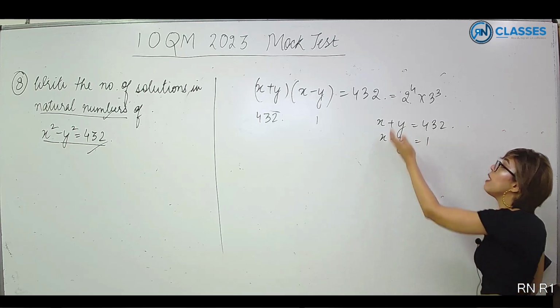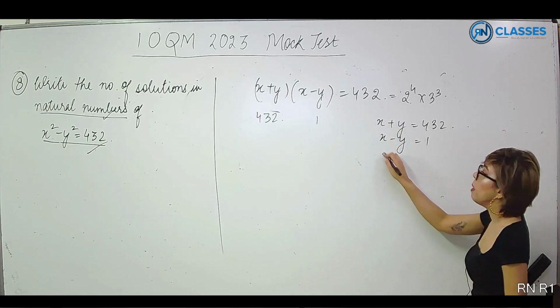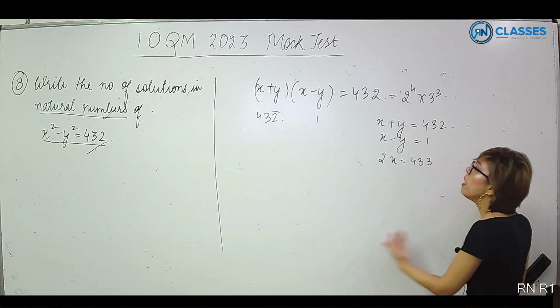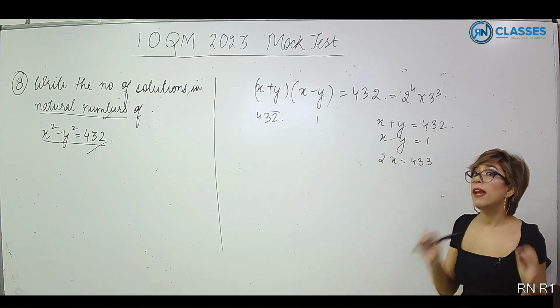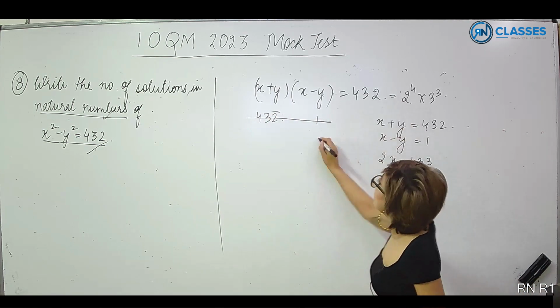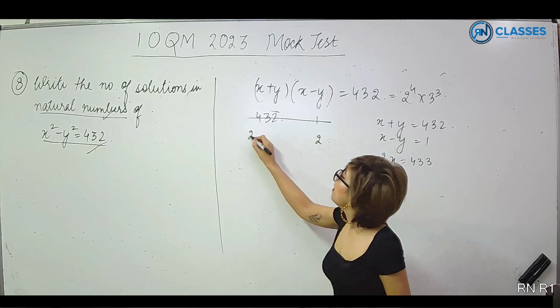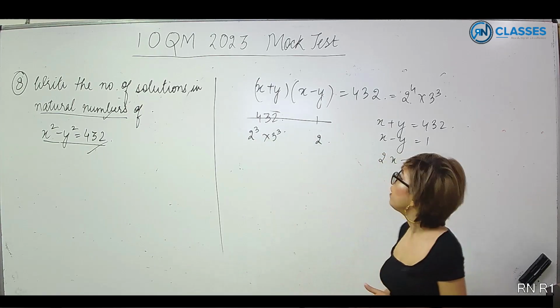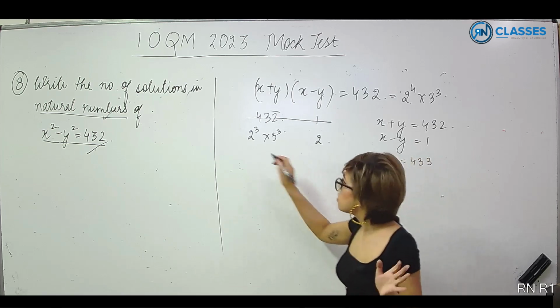If I want to find the value of x and y, I will first of all add them up. So, I get 2x equal to 433. From here, obviously, I am not getting x as a natural number. So, I will reject this. Second, now I will write 2 over here and then I will be left with 2 cubed into 3 cubed. Right? Or I could have just written for the sake of this 216.